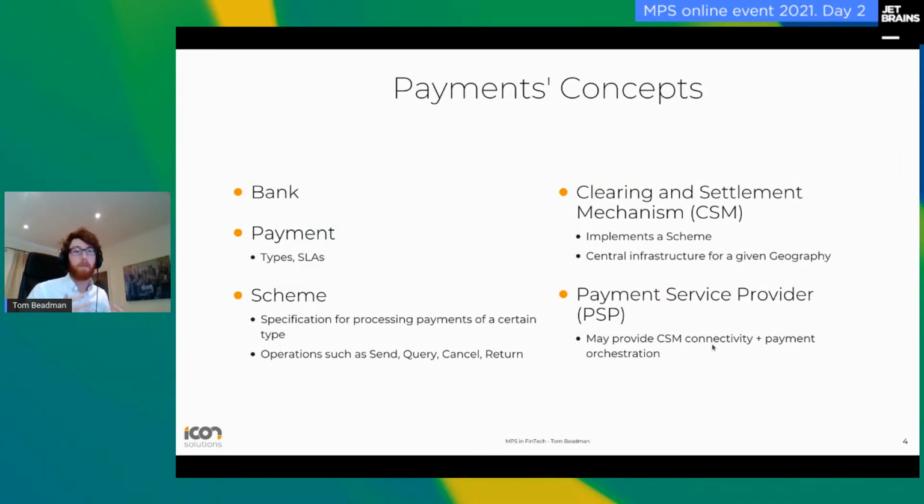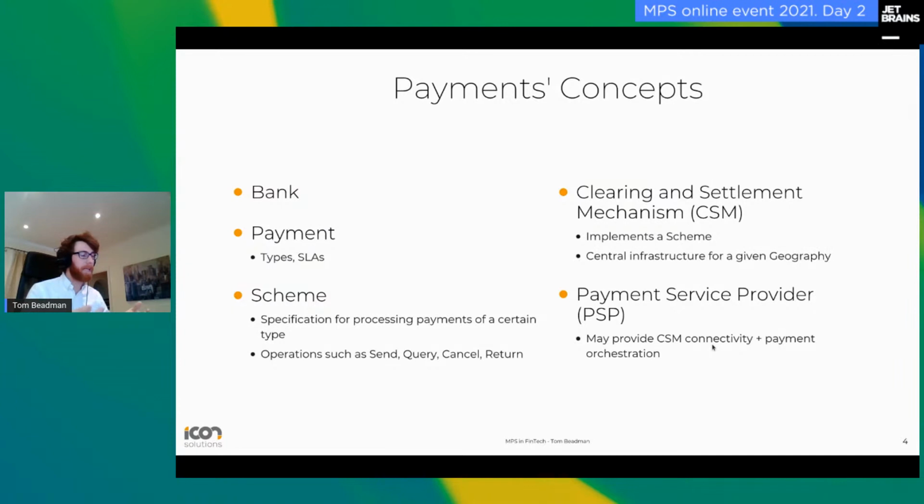So there'd be European schemes. There's the concept of a clearing and settlement mechanism, which is sometimes called a CSM, and those typically implement a scheme. So they'll implement the specification and provide that functionality to a certain geography over a central infrastructure. And so typically you have lots of these different CSMs which implement different schemes, and a bank will be able to pay other banks by going through these CSMs over these schemes and building out that network.